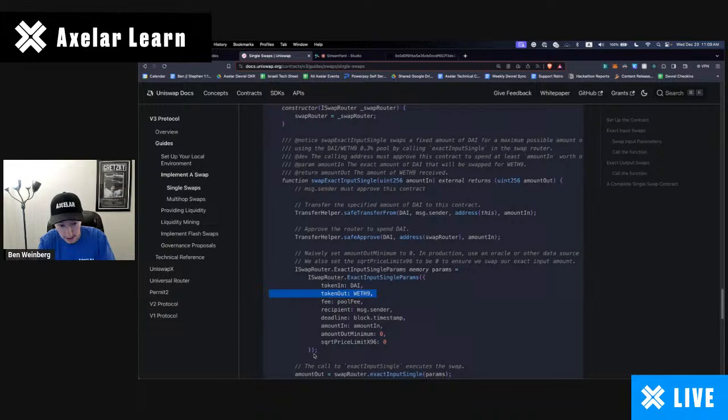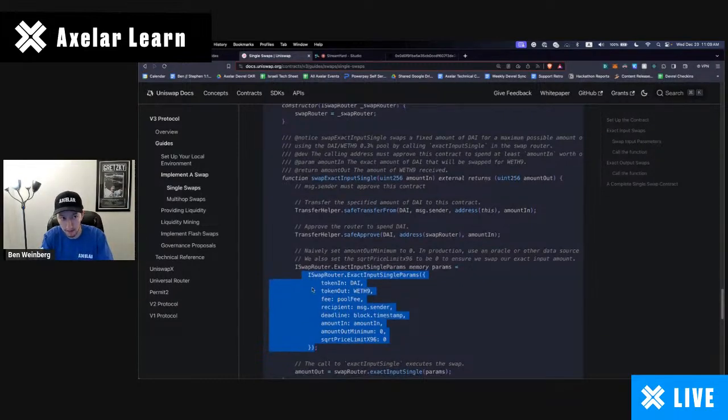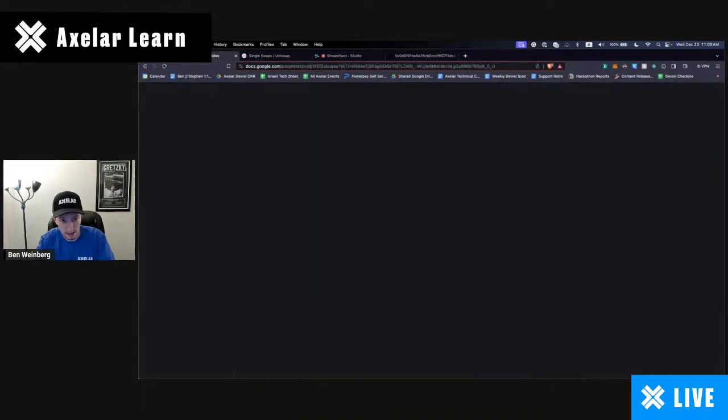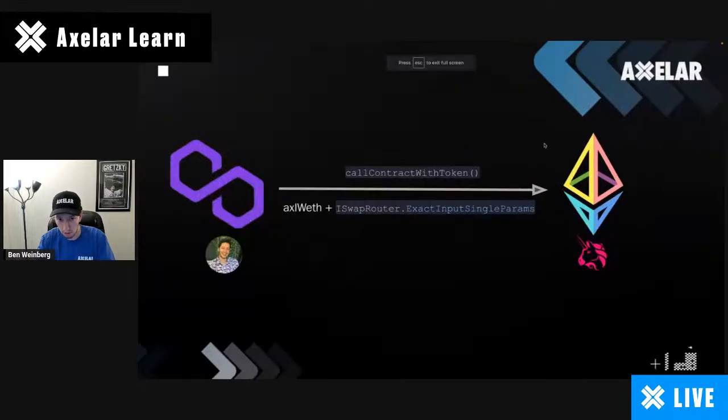So we're going to be actually sending in this entire struct, exact input single params, as our message across Axelar from one chain to the other. On our destination chain, when we receive this message, we're going to be calling this exact input single function with these params, which is this guy right here. And then we're going to conduct a swap on our destination chain. So I'm going to leave this up here one more time just to get the 50,000 foot view of what we're doing again before we step into the code.